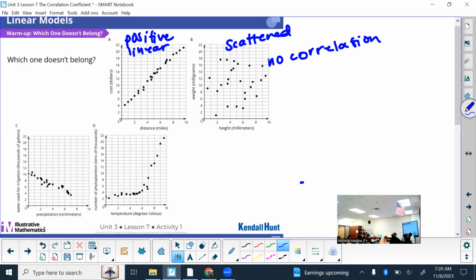All right, we'll talk about those of you that may not know correlation yet. That's actually like the subject of today. So yeah, no correlation. Raise your hand if you think that C doesn't belong.